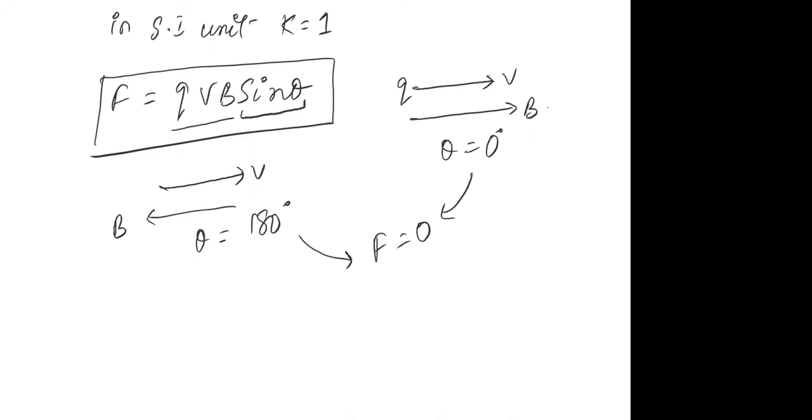Although the charge has motion, still the force will become 0, right? Because this force is also depending on the angle between the magnetic field and velocity. And this force will be maximum when sine theta is maximum, and sine theta will be maximum when theta is 90°. That means if magnetic field and velocity are perpendicular to each other, this force will be maximum, and the maximum value of this force will be qvB, right?